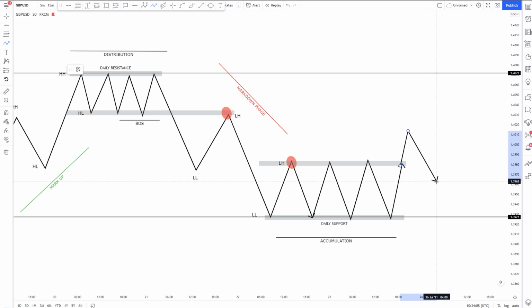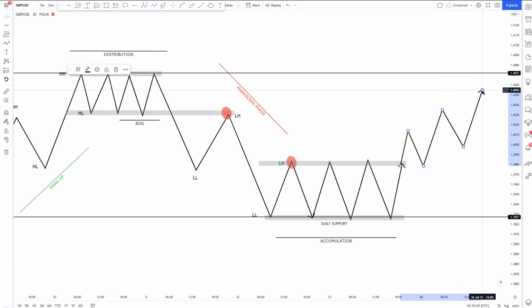So we are simply waiting for the market to pull back. Okay, it could pull back to this resistance, now acting like a support. It could pull back lower, but this is a higher low and then another higher high, and this is the next uptrend. So simple as that.